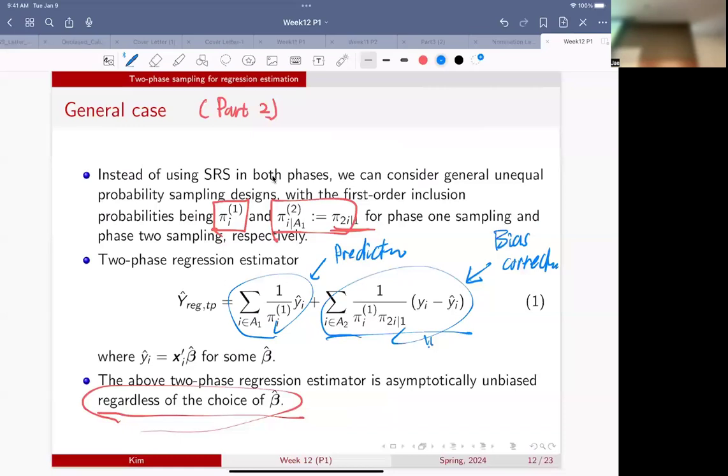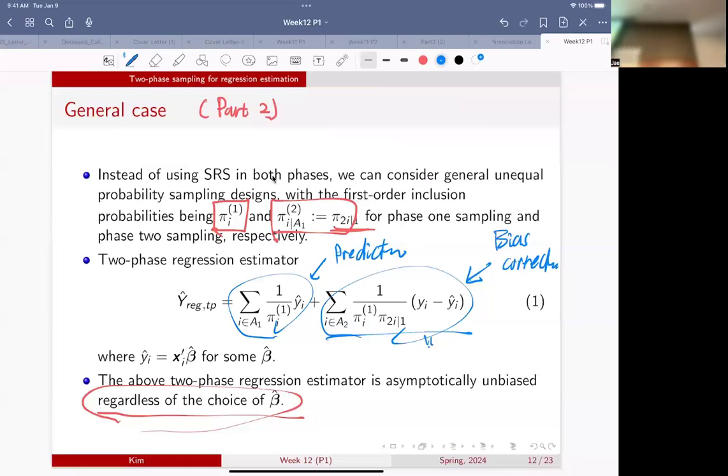That's why we say that this is unbiased regardless of the choice of beta hat. Although efficiency matters, because if you choose different beta hats, then the variance could be different, right? The variance could be different, but it is unbiased no matter what beta hat you use.